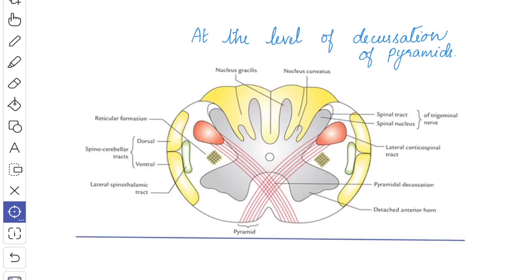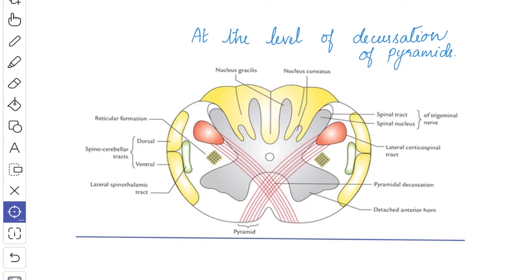Next we'll see the features of the transverse section of the medulla at the level of the pyramidal decussation, or the great motor decussation. The section at this level passes through the inferior half of the medulla and closely resembles that of the spinal cord. So what are the important features you have to see here?